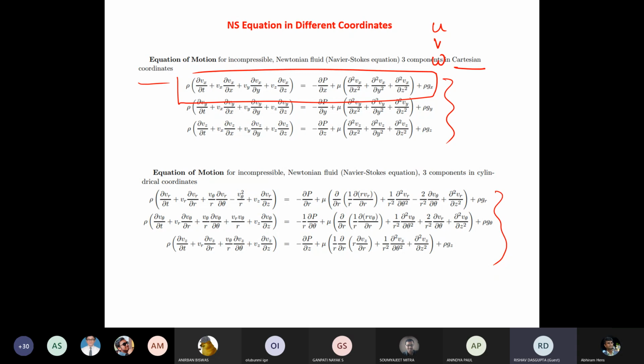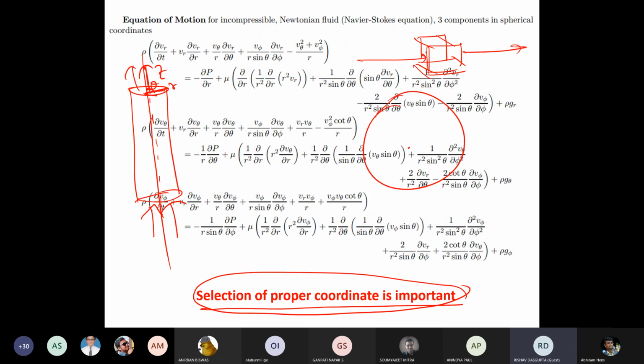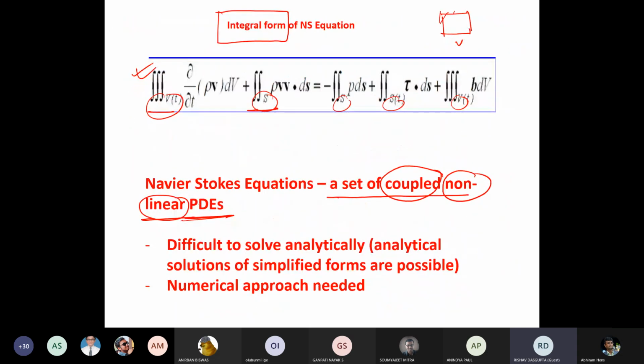And nonlinearity is coming due to this part, because the velocity is multiplied with the gradient of the velocity. So this term makes the system nonlinear. Then partial differential equations. You know what those are.